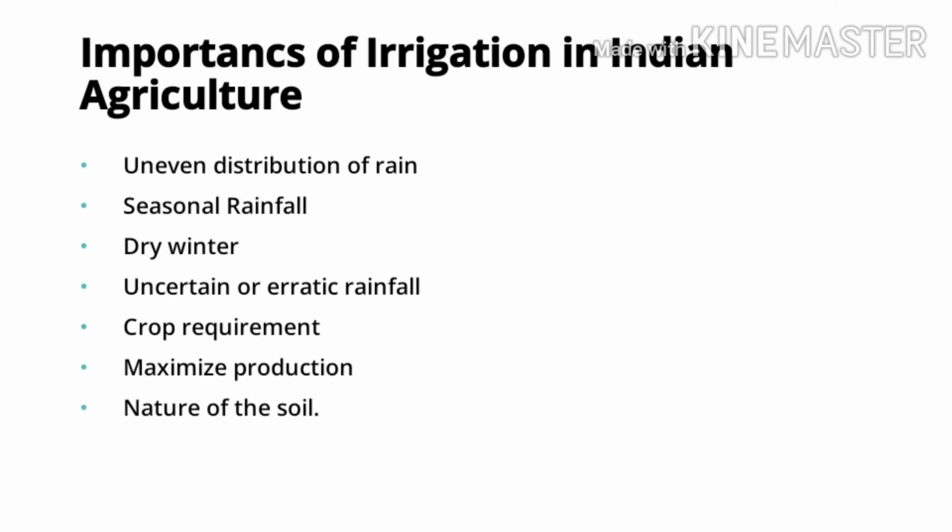Crop requirement: some crops require more water than others. So in that case, a sufficient amount of water will have to be supplied by irrigation facilities. Some crops require water during the maturing time, so water is provided via irrigation.